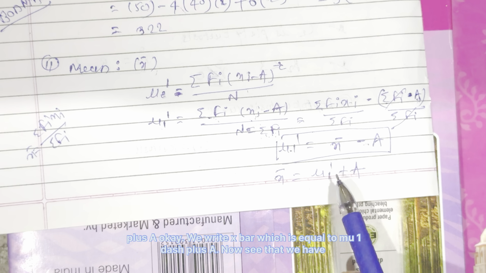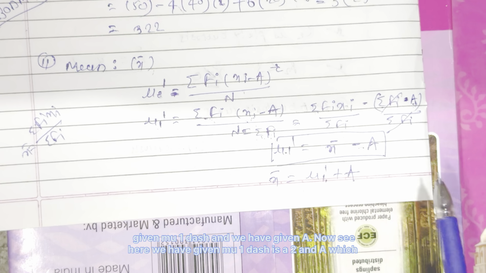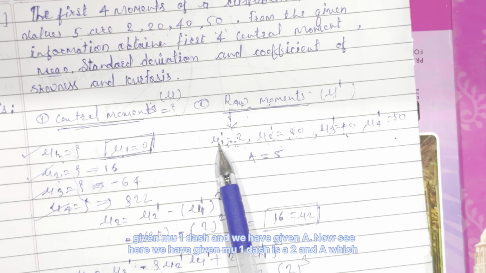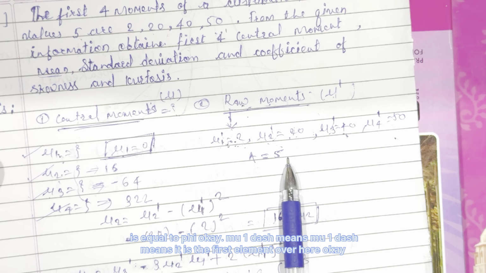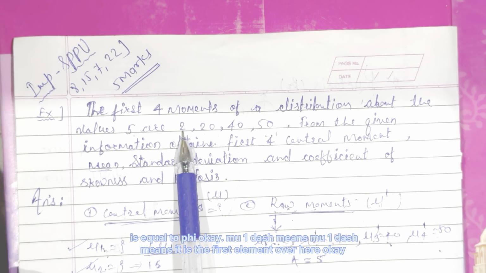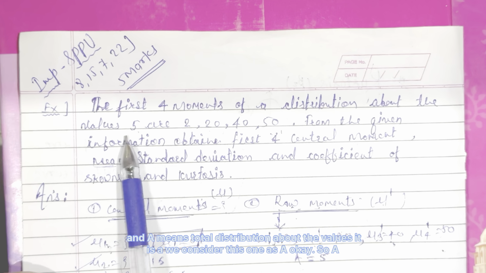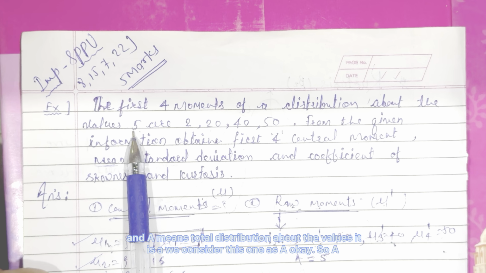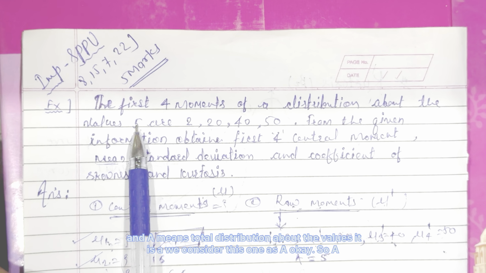Now we are given mu1 dash and we are given a. Here mu1 dash is 2 and a is equal to 5. Mu1 dash means it is the first element over here, and a means the assumed value about which the distribution is taken; we consider this one as a. So a is 5.